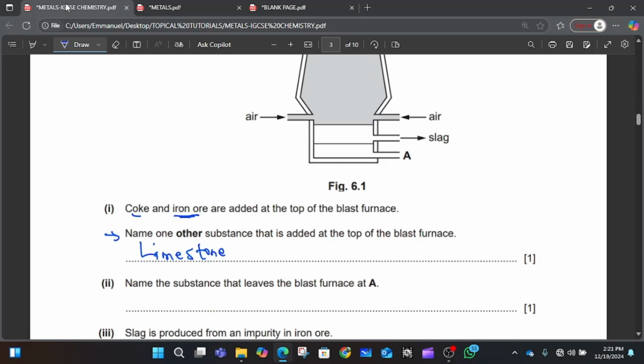II. Name the substance that leaves the blast furnace at A. So we said slag is on top here, molten iron is beneath the slag, because iron is more dense than slag. So iron has to flow to the bottom part of the blast furnace. It is molten iron because the iron has been melted into the liquid state, because the temperature of the blast furnace is at the melting point of the iron. So the iron has been melted.